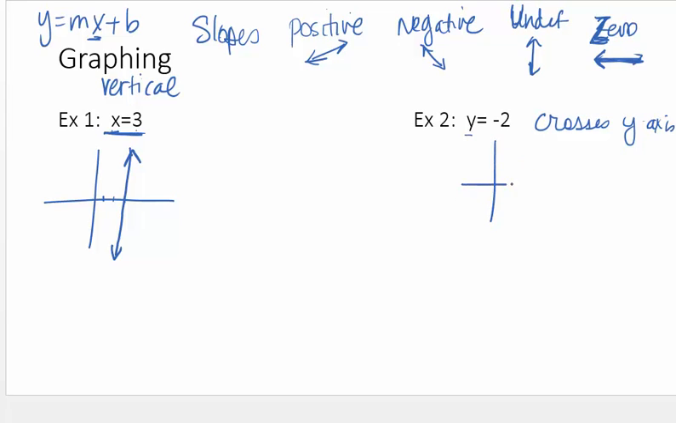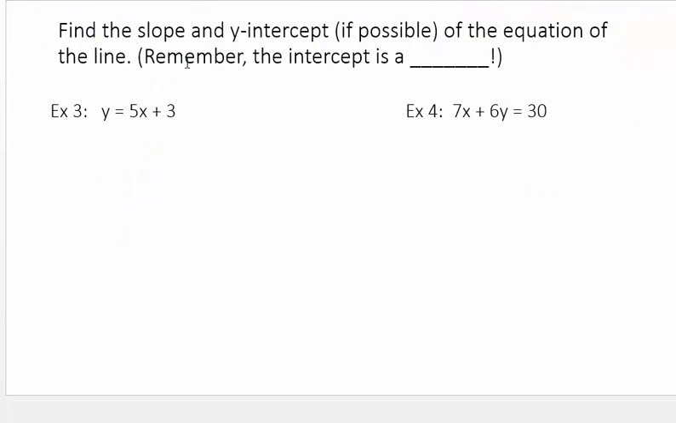Okay, so here's my grid, nice and neat. And it's at negative 2, so I go negative 2, down 2, and I draw a nice, neat horizontal line crossing the y-axis, and that's my graph. That's all there is to it. Okay, so you got to pay attention to what it is. Is it y equals or x equals? Because that determines the direction. Okay, so you have a couple of little of those just to refresh your memory on your slopes, especially the vertical and horizontal lines. Now, find the next section here.